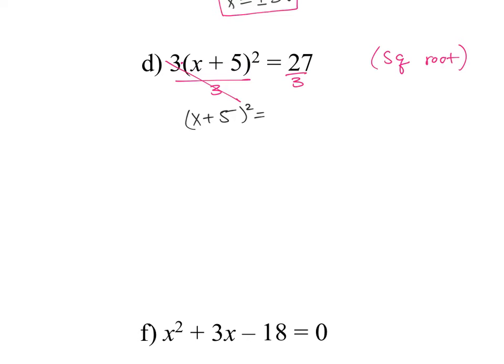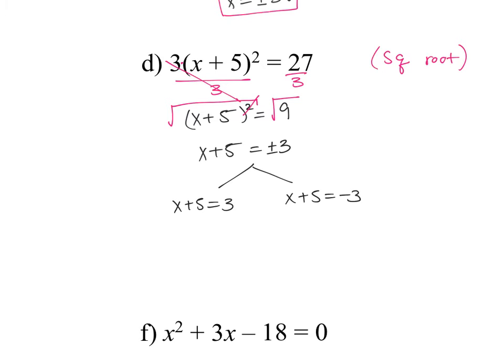So 27 divided by 3 is going to give me 9. I can also take the square root of the square to cancel out. So x plus 5 comes down, and then 9 here, let's see, the square root of 9 is 3. And I would have a plus and minus sign in front. So again, I might want to split this up into two equations. x plus 5 equals positive 3, and x plus 5 equals -3.